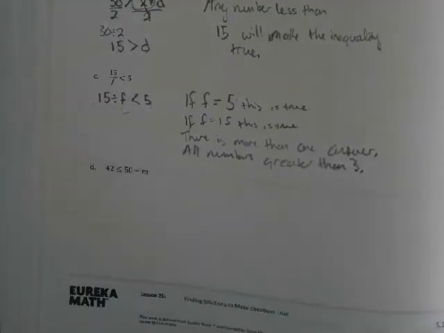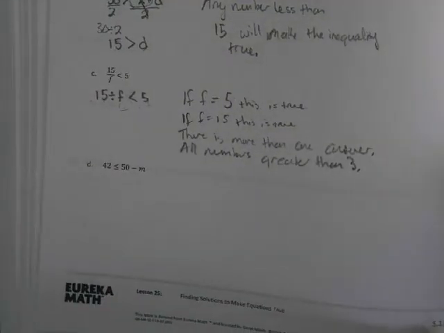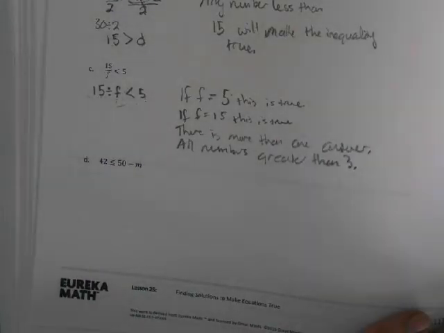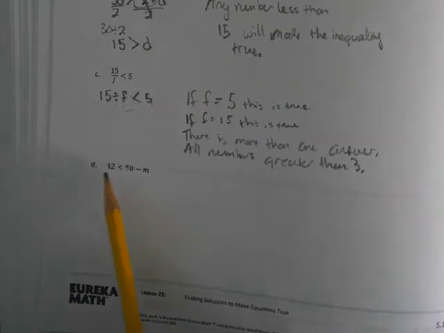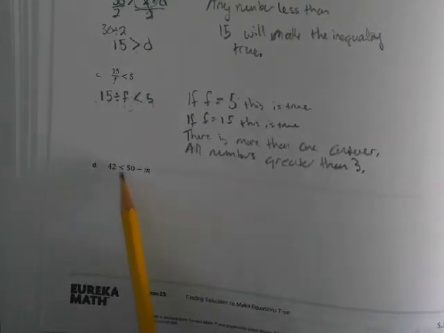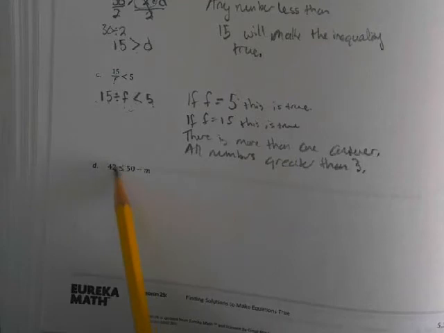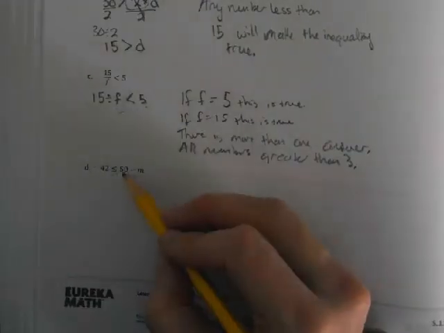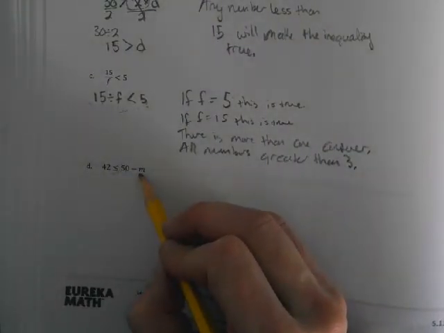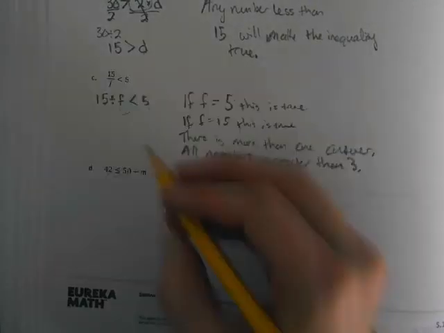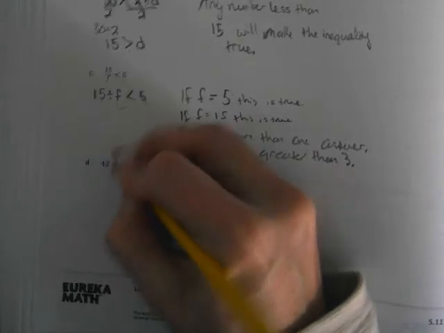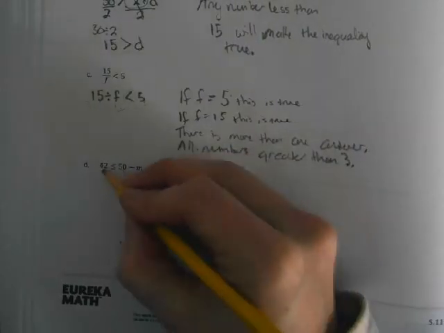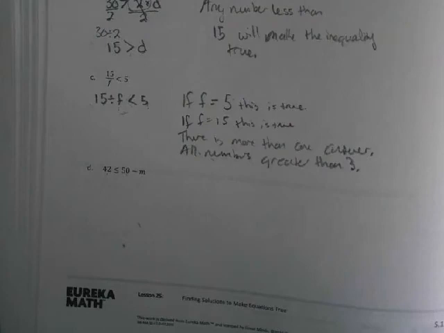So let's go down here. We have 42 is less than or equal to 50 minus m. And so we are looking at 42 is less than or equal to. So we want to find what makes it equal. So I want to say 50 minus what number is equal to 42. And you could just start testing it out. Or what you can do is actually take 50 minus 42, and you can find what that is. But we'll go ahead and just test this out.